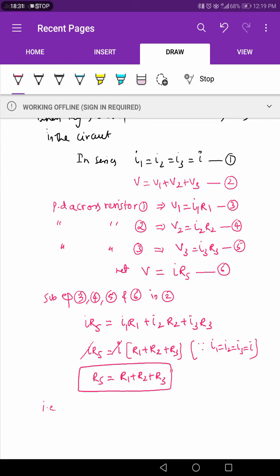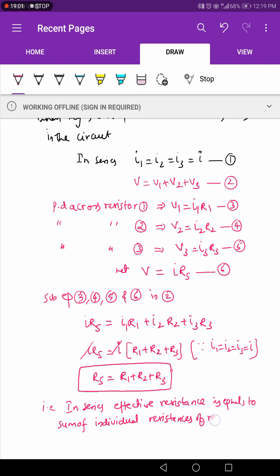That is, we can say in series, effective resistance. This statement is very important. Effective resistance is equal to the sum of individual resistances of resistors. It's a very important statement. In series, the effective resistance is equal to the sum of individual resistances of resistors.